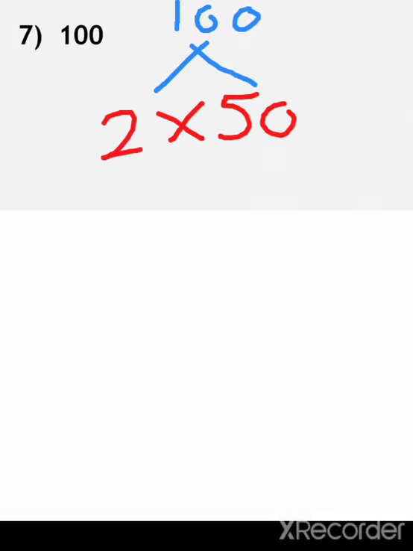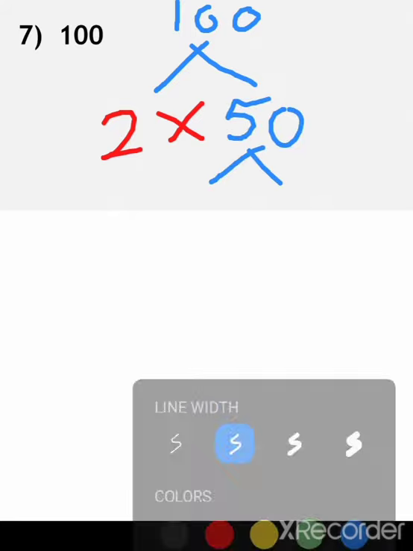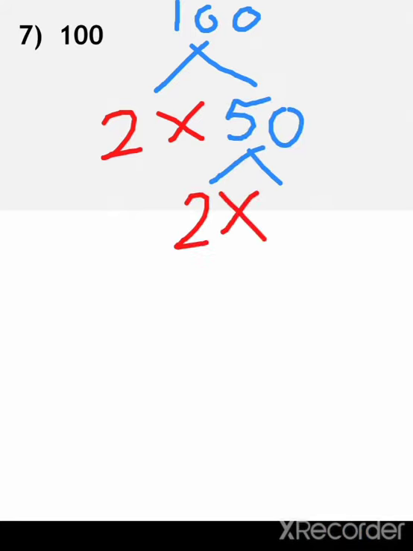Again an even number. I will divide by 2. When I'm dividing by 2 I'm getting 50. Let me change the color. Yes, 50. Again 50 is an even number, so again I'll divide by 2. When I'm dividing by 2 I'm getting 25.